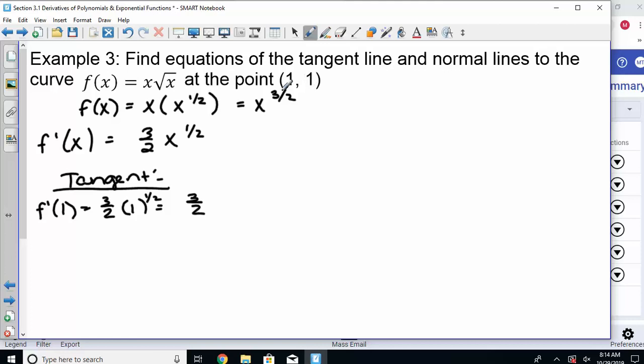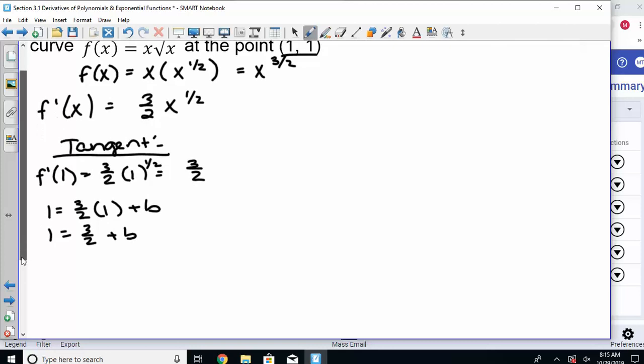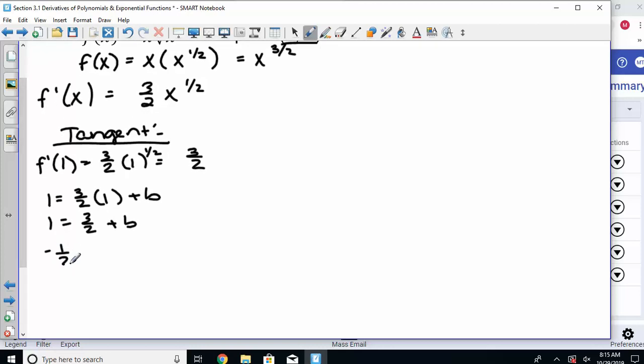Okay, now we have a point and a slope, so we can write our equation. So 1 equals m times x plus b. Subtract over your 3/2, you get negative 1/2 for the y-intercept. So the equation is y equals 3/2 x minus 1.